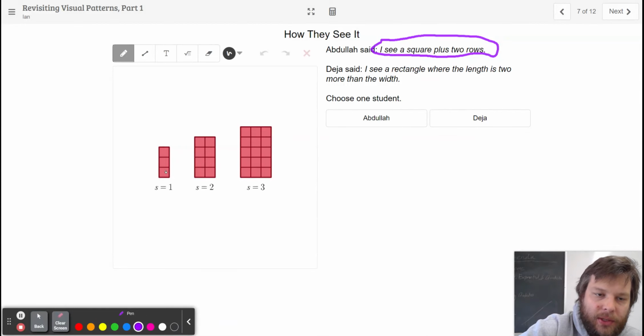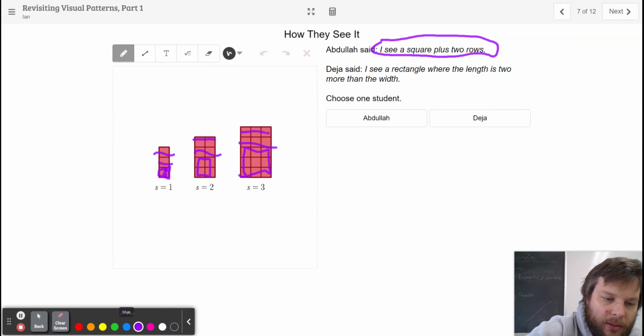Abdullah says a square plus 2 rows. So here's your square maybe on the bottom, and then 2 rows like this. You can see a square and 2 rows, square and 2 rows like that. Or Deja, I'll use a blue for Deja, is I see a rectangle where the length is 2 more than the width. So here we have a 1 plus 2 versus a 1. Here we have 2 plus 2 and 2. Here we have 3 on the bottom and 3 plus 2 on the side.